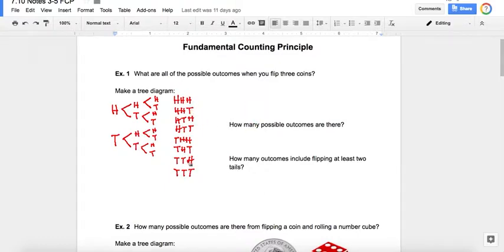Okay, so if we count up all our possible outcomes, how many are there? 1, 2, 3, 4, 5, 6, 7, 8. So there are 8 outcomes. And how many outcomes include flipping at least 2 tails? So we have this one, this one, this one, and this one. Because remember, at least 2 means 2 or more. So we have 4 possible outcomes.